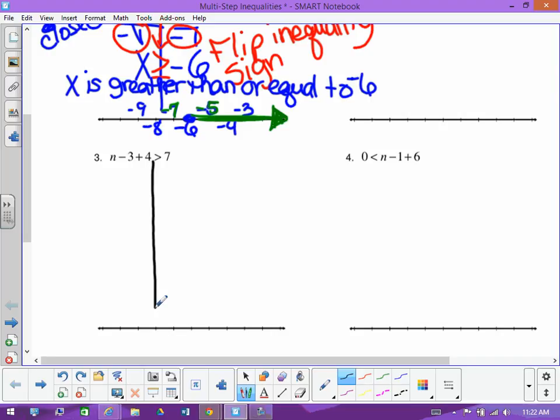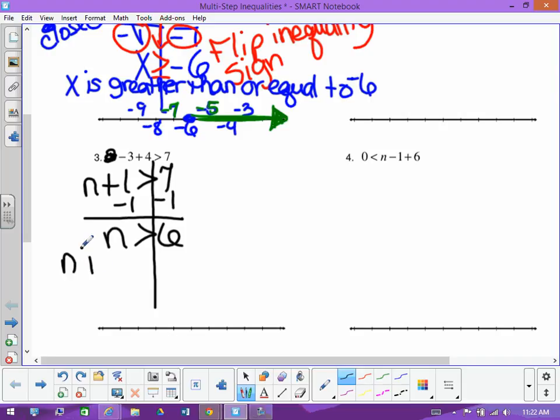What are we going to do first? Combine the negative 3 and the 4. Remember, we talked about this. If it cannot be combined with anything, it's right there. So if I've already used it up, that's a negative 3. So what's negative 3 plus 4? 1. We have plus 1 is greater than 7. So if we subtract 1 from both sides, we're going to read that as n is greater than 6.